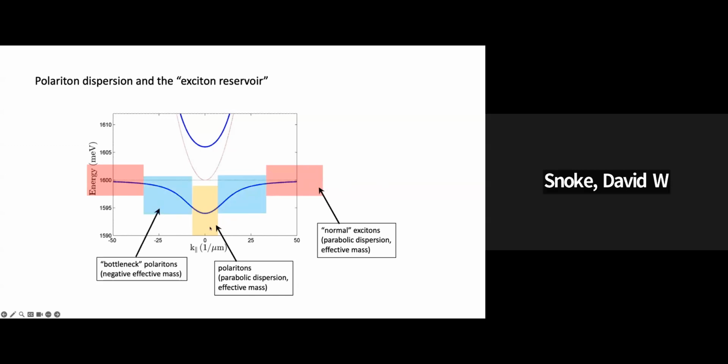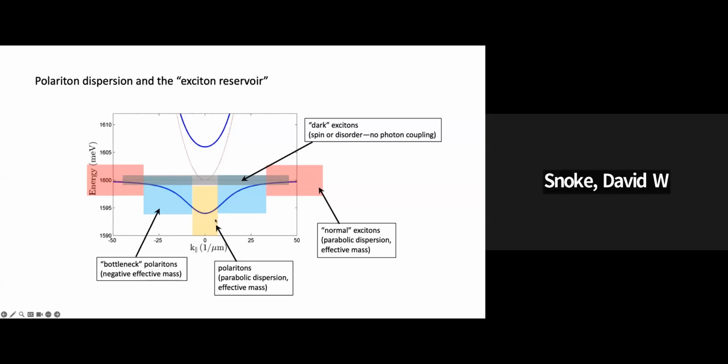In addition, there's a region which has negative effective mass, and these tend to get called bottleneck polaritons. And so there's a transition of flow from excitons down through the bottleneck region into the polariton region. And then finally, there's also some excitons that are created that don't couple to light. And so they don't have this anti-crossing and they just stay where they were. And this is just selection rules. It's just the overall spin of the excitons. It does not match the spin of the photon.